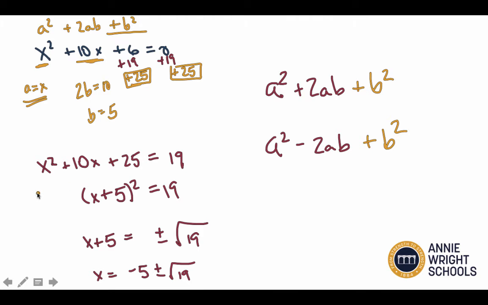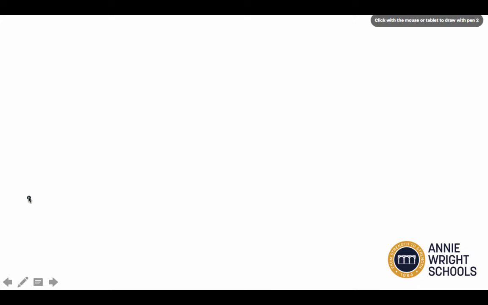So let's try another example. Let's say x squared minus 8x plus 15 equals 0. Uh-oh, that doesn't work. Don't you love that? There are no factors of 15 that add to 8. So let's do 16.